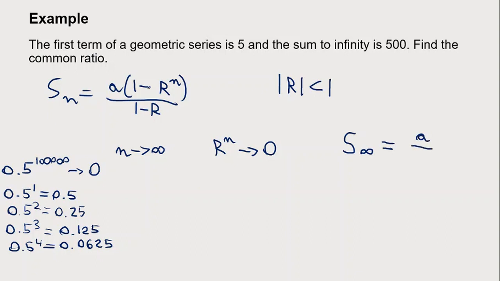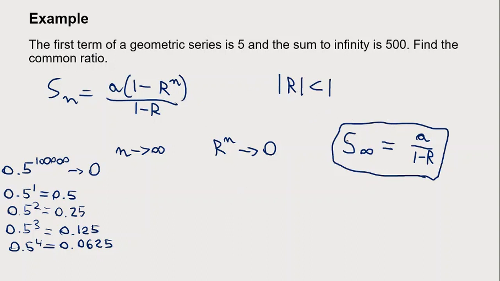Since this goes away, you only have a multiplied by 1, giving you a over 1 minus r, 1 less than the ratio. So this is an extra formula that we have, but in terms of remembering, we don't really need to, because we can just deduce it from the main series formula for GP.